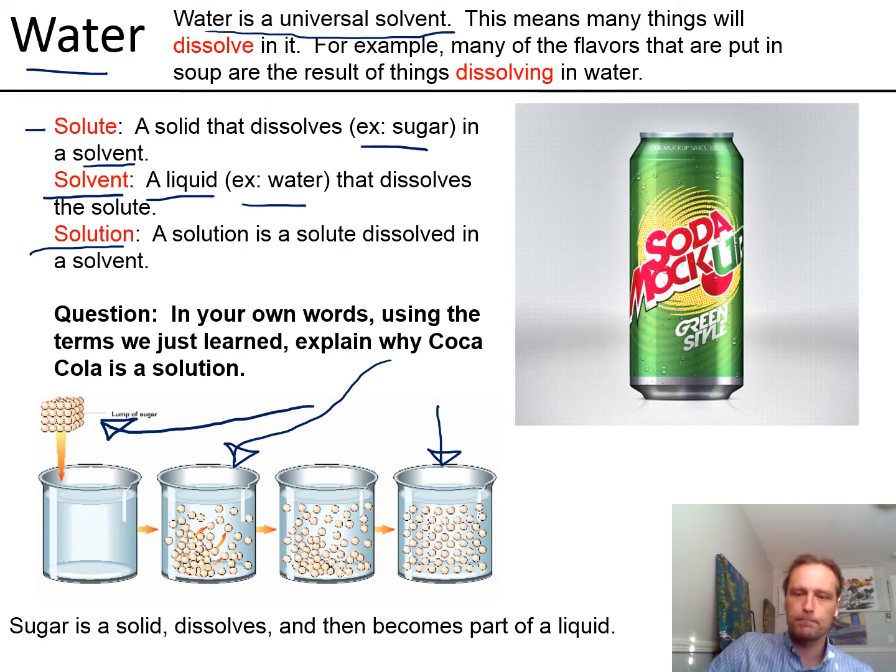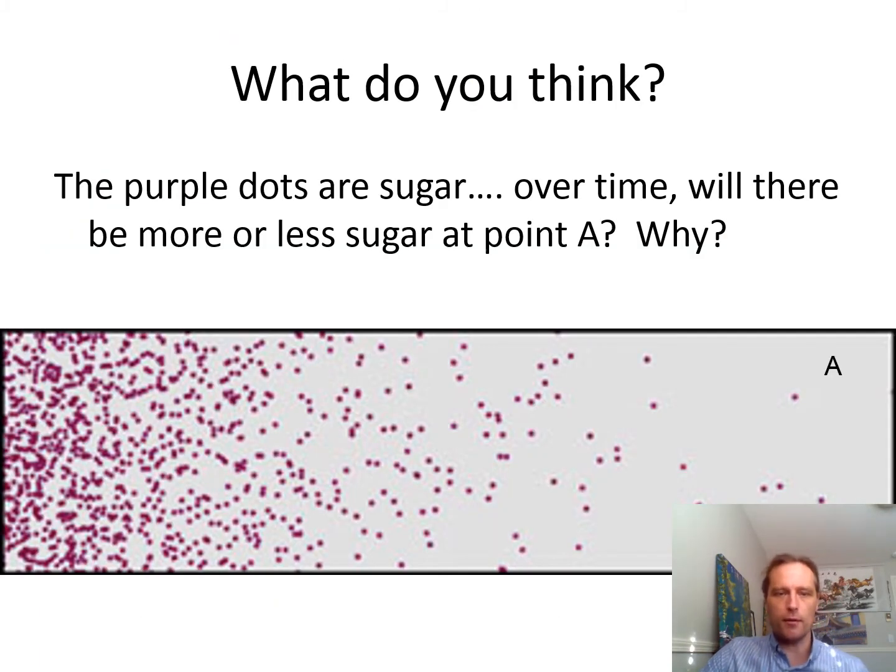So what do you think? The purple dots are sugar. Over time, will there be more or less sugar at point A, and why? So right down here, there's lots of sugar, and this is point A. Over time, will there be more or less sugar at point A? Pause the video and try to answer it yourself in your own words. Did you pause it? Okay, well now I'm going to answer.